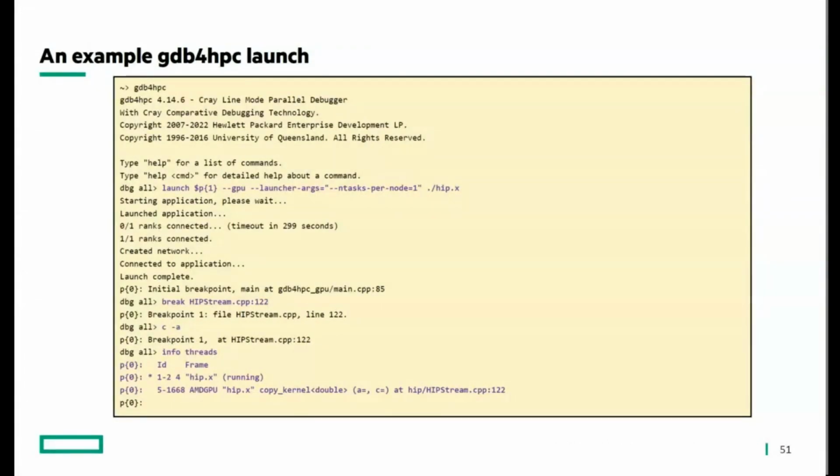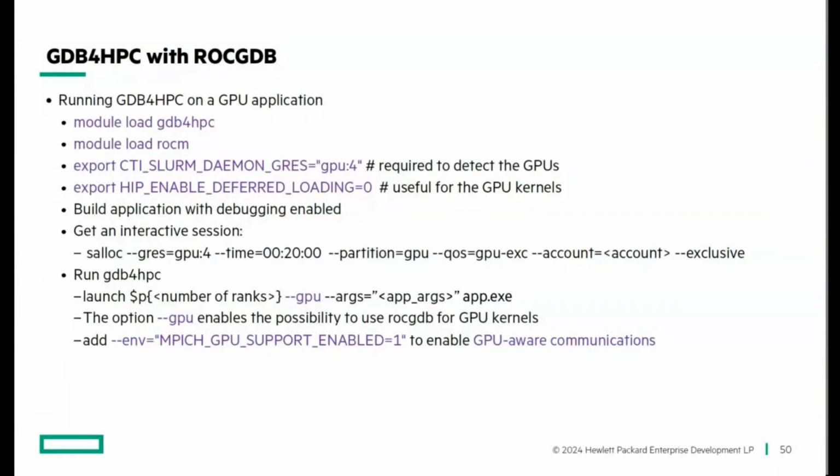So to go back, just the process for using GDB for HPC. You load GDB for HPC, you load the Rocker module. You would also have to specify this environment variable for Slurm. This is required for GDB for HPC to actually detect the GPUs. The next one is not essential, but is useful for the GPU kernels themselves.